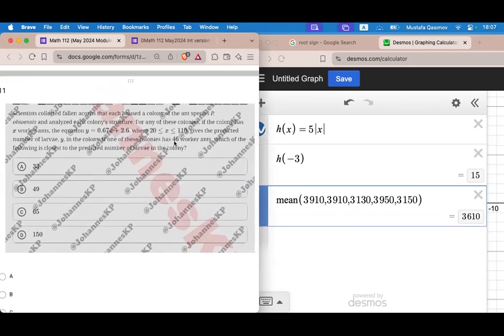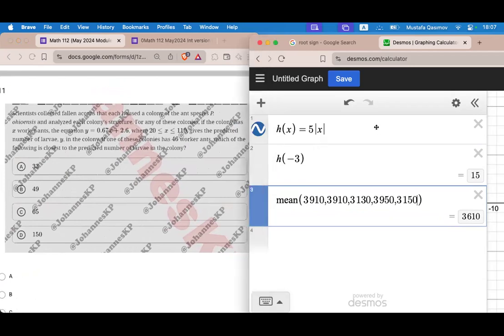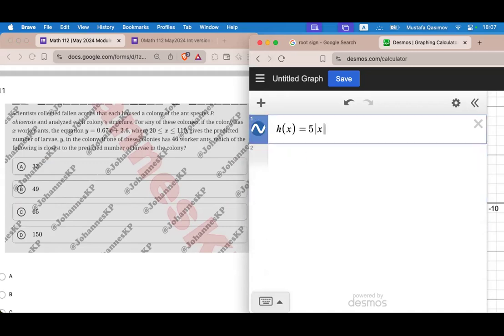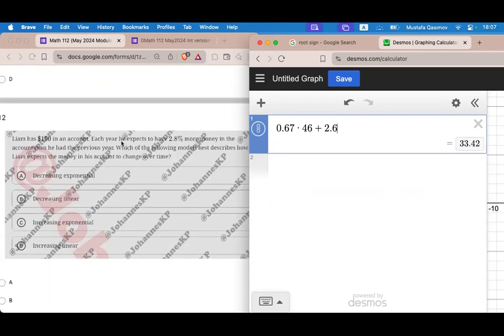This one says we have 46 worker ants. X represents the number of worker ants. So write 46 instead of X. Then you will get the answer. 0.67 multiplied by 46 plus 2.6. Answer is 8.